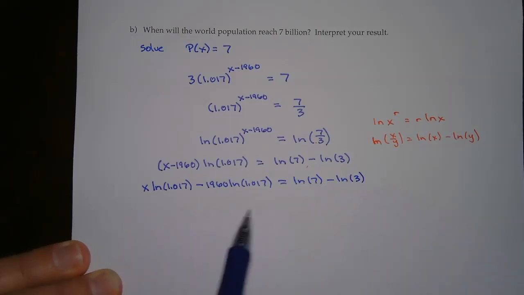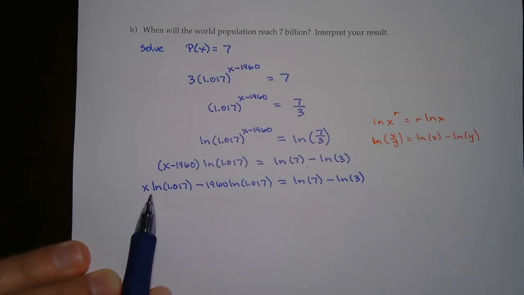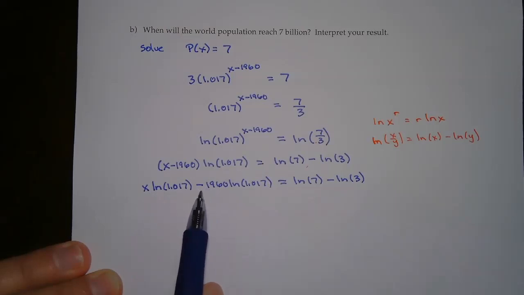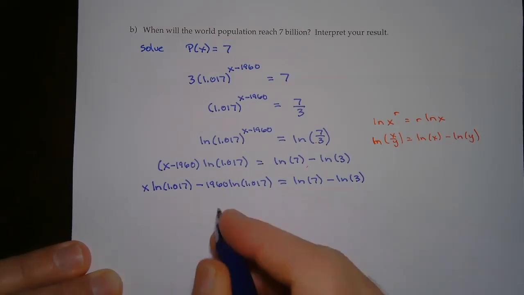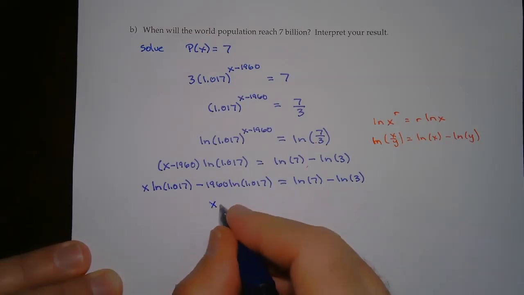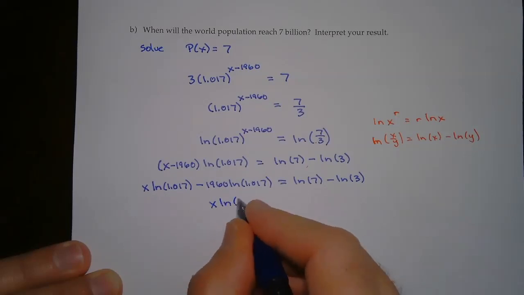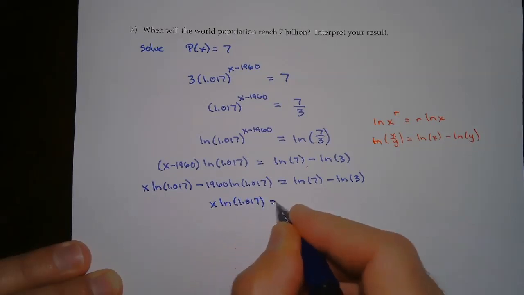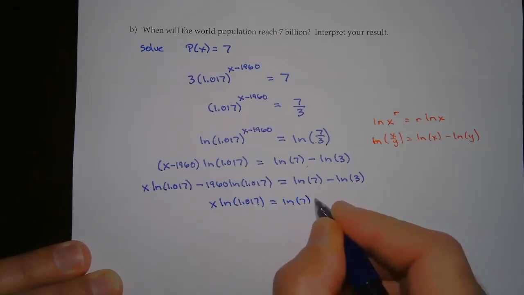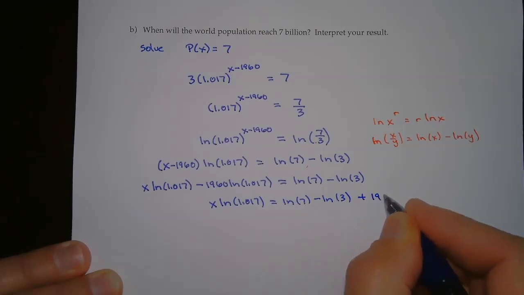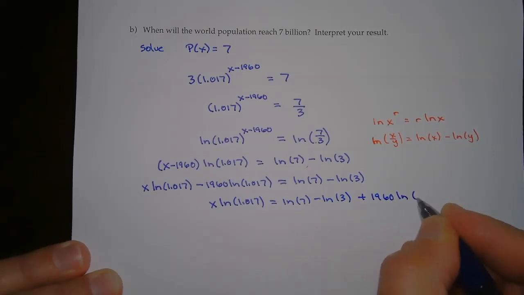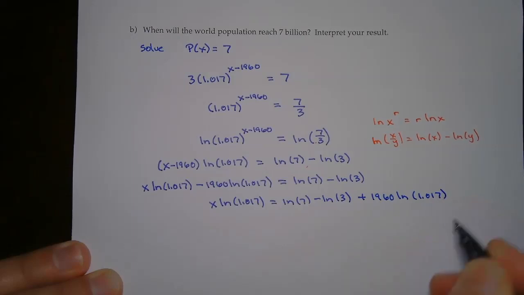Okay, the only term that has an x involved in it is this one. So I need to get this by itself. So I'm going to add 1960 natural log of 1.017 to both sides, which would result in giving me x natural log of 1.017 is equal to the natural log of 7 minus the natural log of 3 plus 1960 natural log of 1.017. Okay, so now how do I get this x by itself?